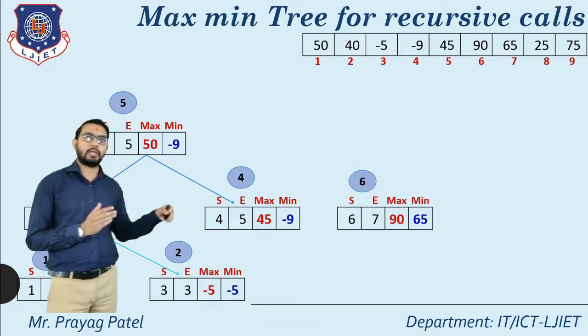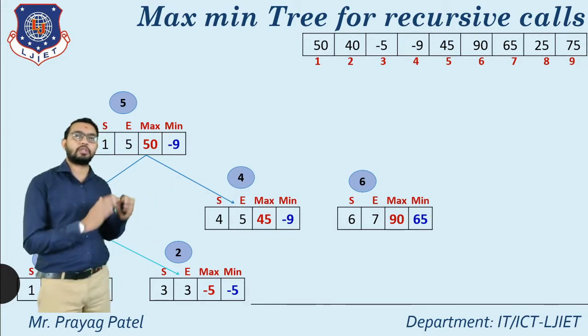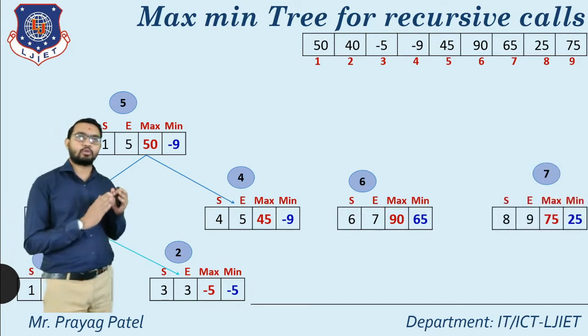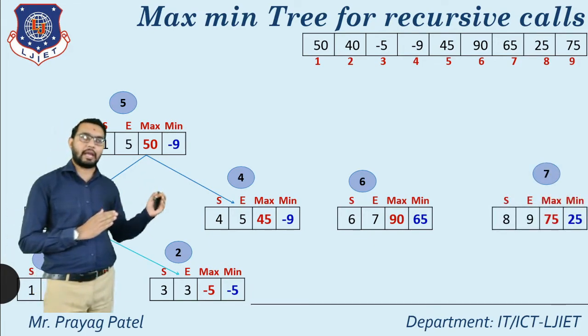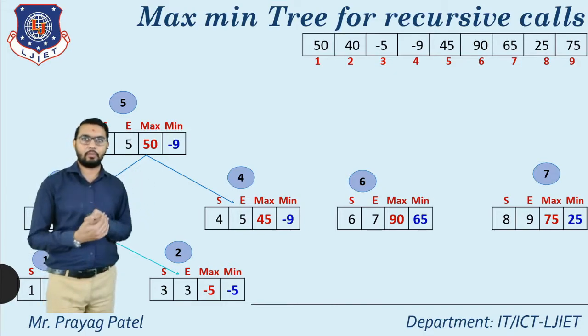So starting equal to 6, ending point equal to 7, maximum equal to 90, minimum equal to 65. Now step number 7, location 8, 9. So starting S equal to 8, A equal to 9, maximum equal to 75 and minimum equal to 25.